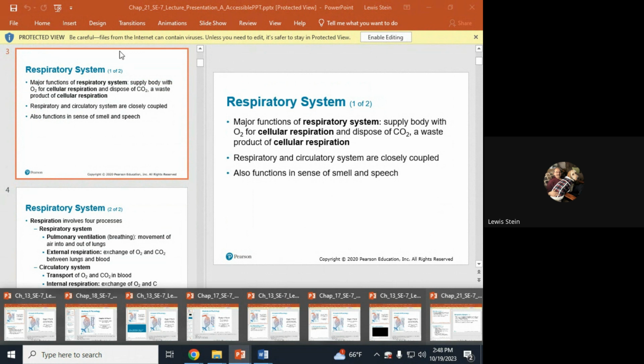All right, and we'll look at all of these, and we'll get into all the different things that are part of the different kinds of respiration. So let me get out of this one.